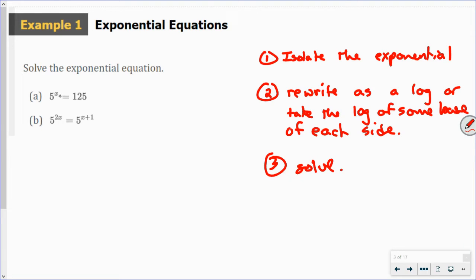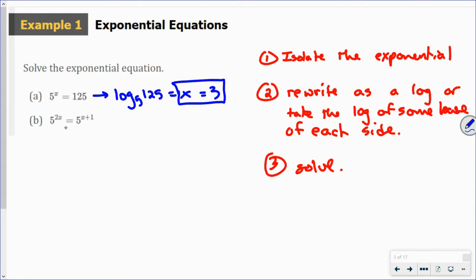So here, my exponential, 5 to the x, is already isolated. If I take this and rewrite it as logarithmic, I'm going to say log base 5, so same base, of 125 equals x. So that's how we would rewrite that. And remember, this is saying 5 to what power is 125, which is exactly what this is saying. So 5 to what power is 125? That would be 3. And this is real basic here.